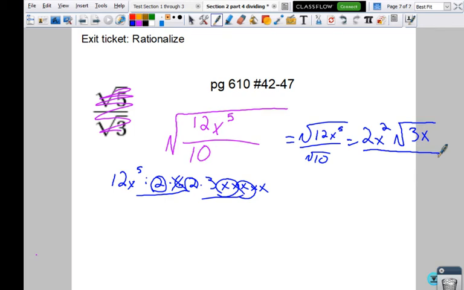Does the 10 just stay in the bottom? Yep, so for 10, we could try to split it up and get 2 times 5. But if I just have a 2 and a 5, does anything get kicked out? No. So it just stays as square root of 10.